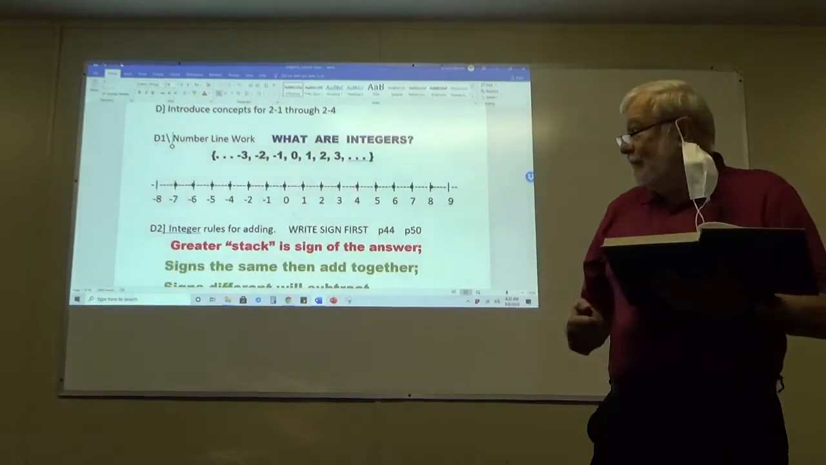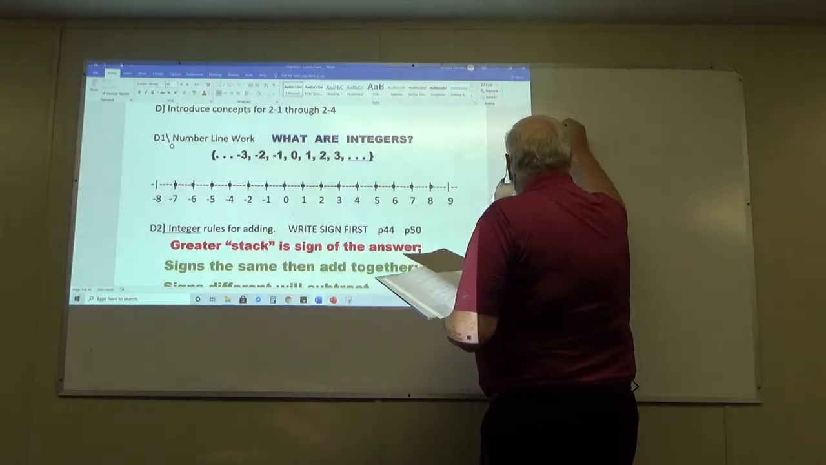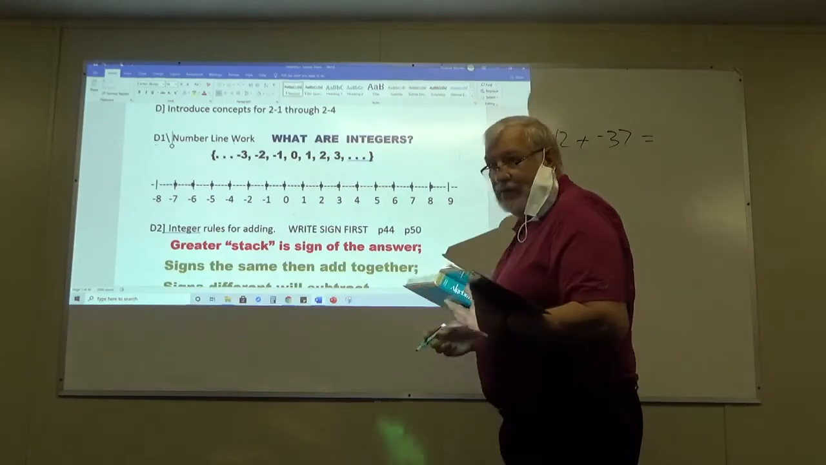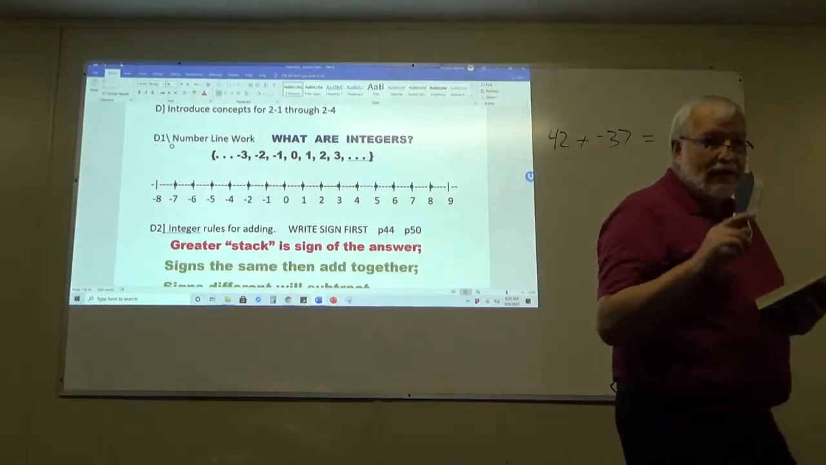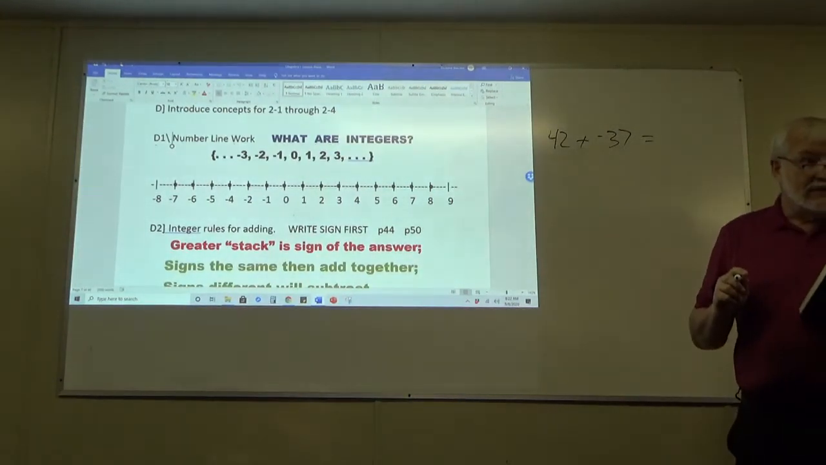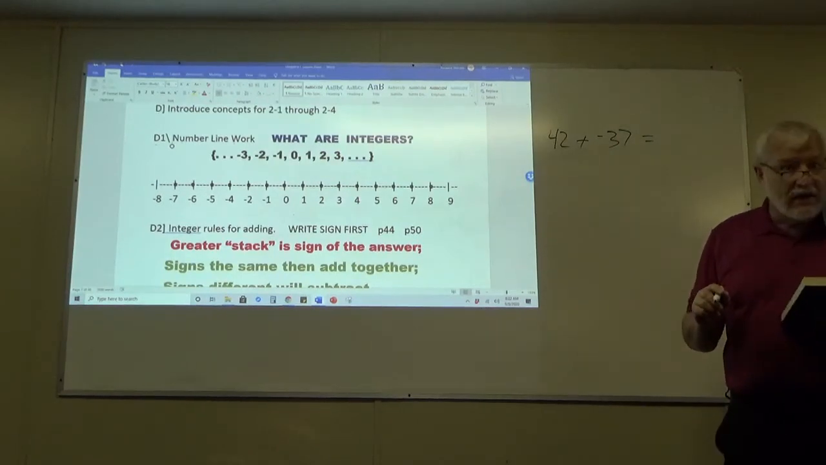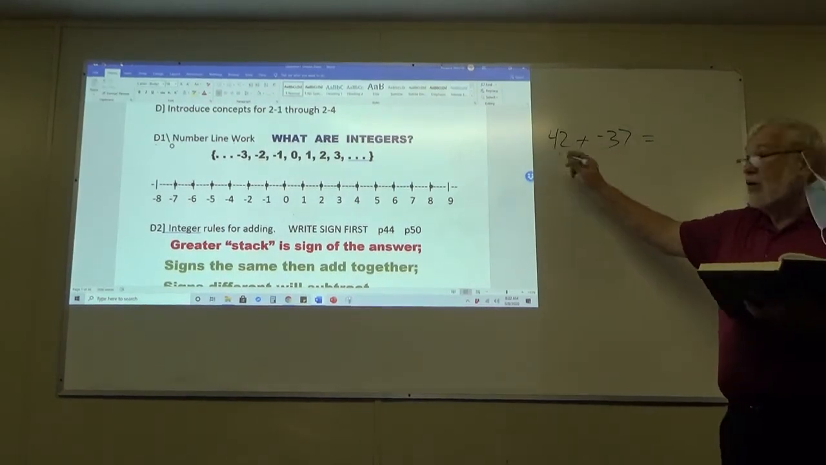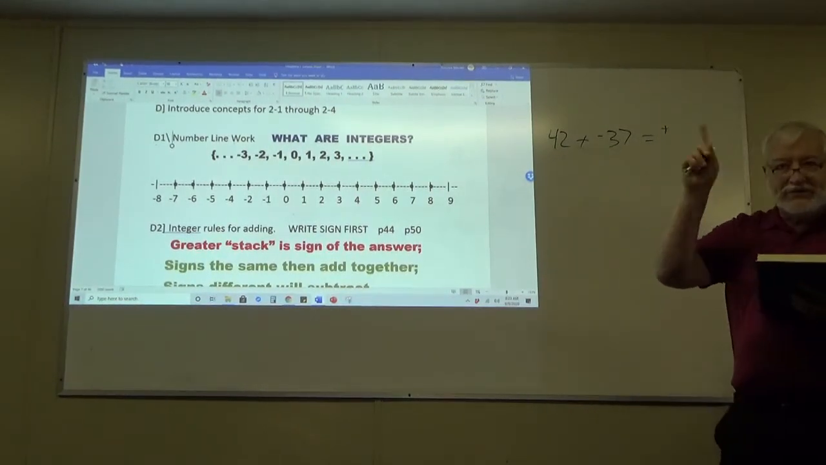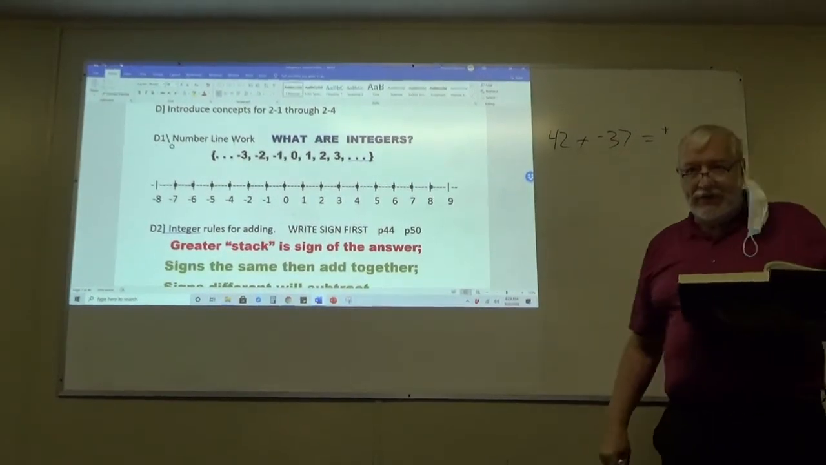Now I want to show you something. Let's say that I have this problem. 42 plus negative 37 equals. If you put the sign first, what's the sign of this answer? Positive. Why? Because 42 is bigger. There's more, right? So my answer is positive. Now, in the calculator, I want you to do something really strange. I want you to put 37 minus 42.